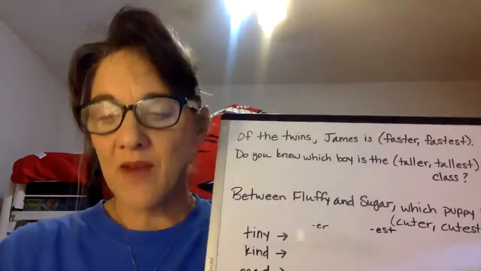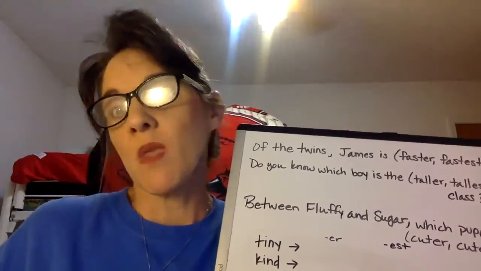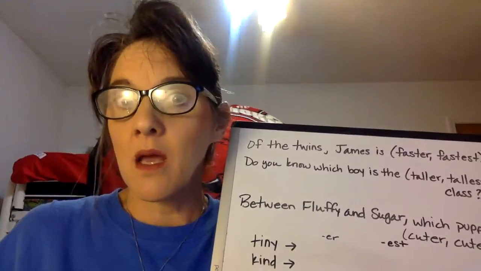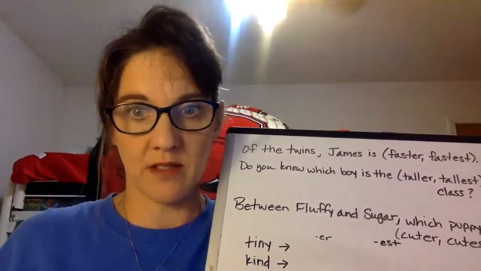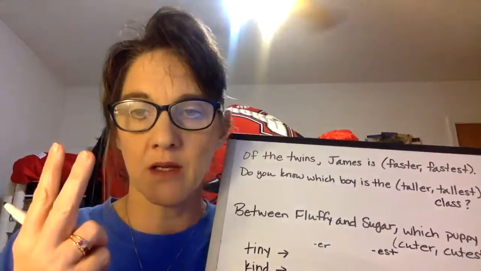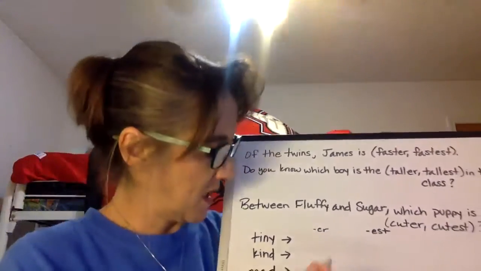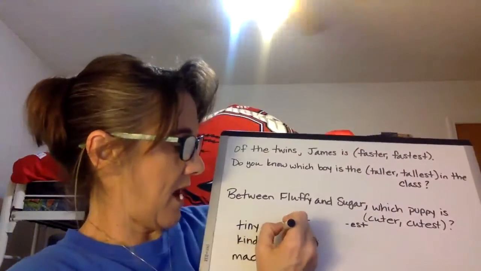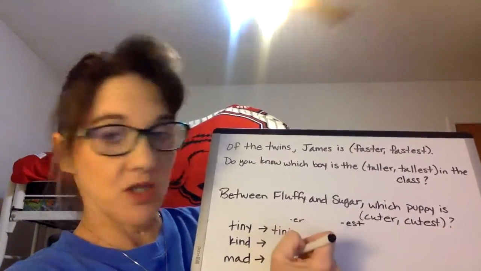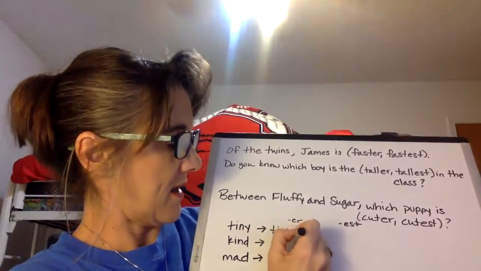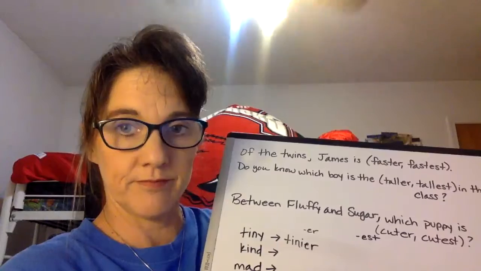Tiny. If I want to say my slice of pizza is tinier than your slice of pizza, I'm comparing our two slices of pizza. So to spell that, I would have to drop the Y, change it to an I, and add ER. Okay?